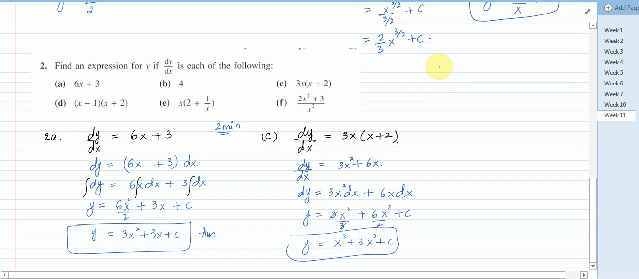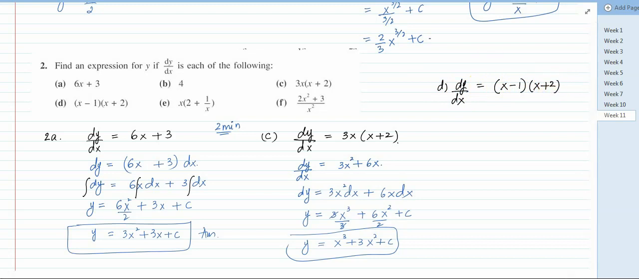After that, moving towards the next one, it's part D. Dy over dx is equal to x minus 1 times x plus 2. First, multiply these two brackets and then start your solution, and you have a time of 90 seconds, so start.